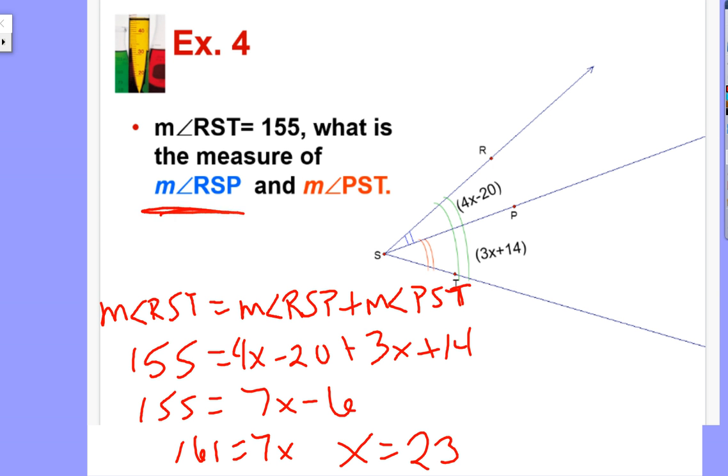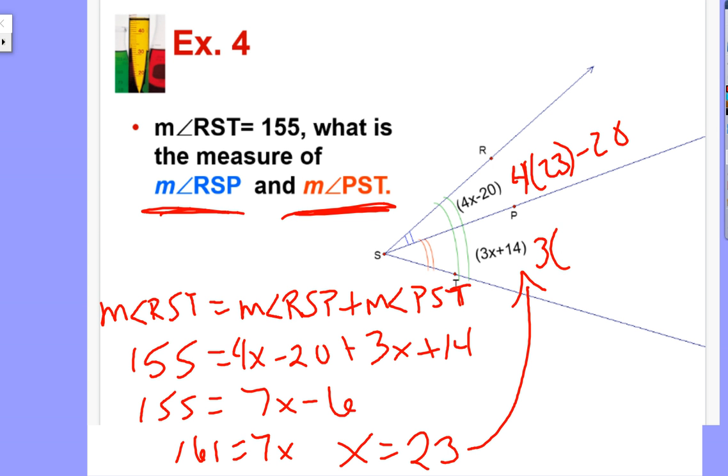But that's not what it wanted. It wanted to know what the measures of the angles actually were. But don't forget that if that's the case, we're going to substitute back into each of them. So 4 times 23 minus 20, and 3 times 23 plus 14. 4 times 23 minus 20 will end up giving us 72, and 3 times 23 plus 14 is 83.